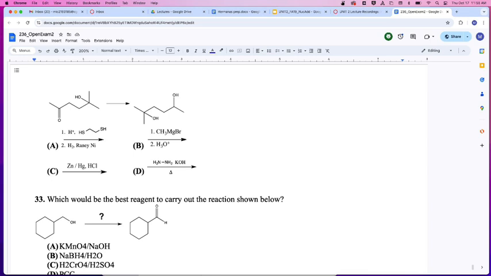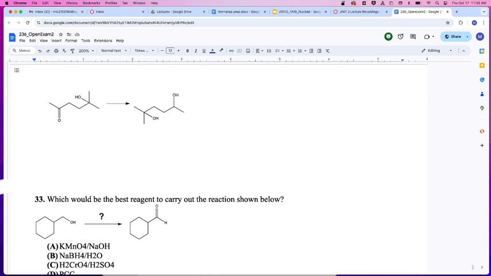What changed? What happened in this reaction? You oxidized. It just oxidized. Oxidize means you increase the bonds to oxygen. If I look at the reactant side, I have 1, 2, 3 bonds to oxygen.